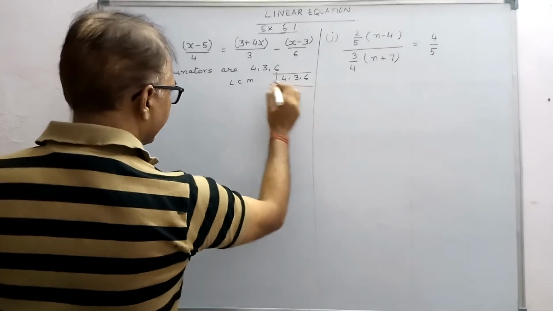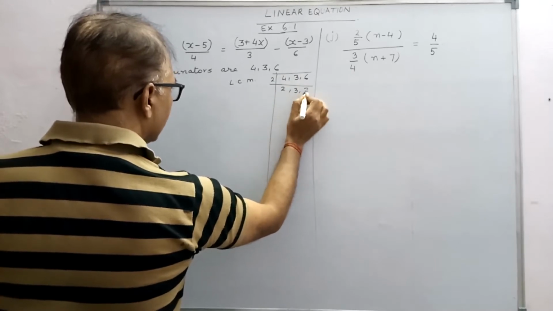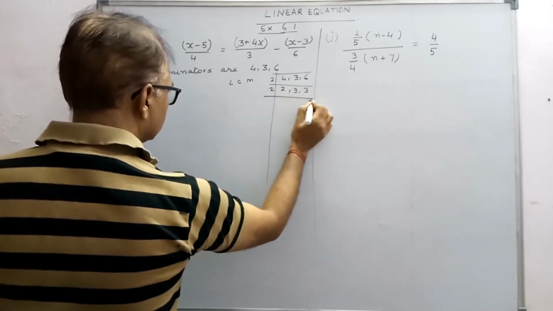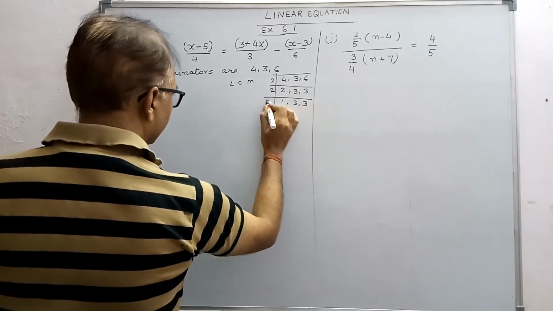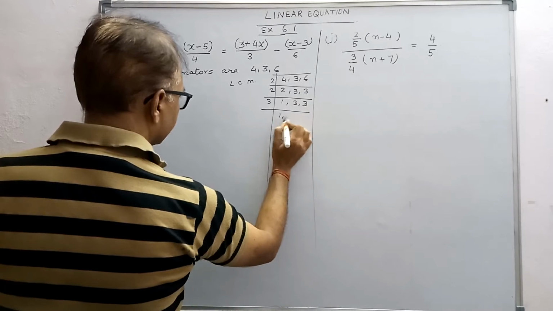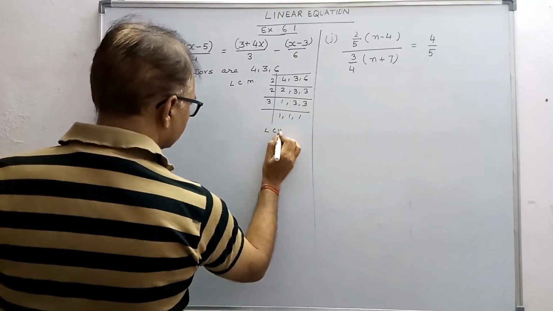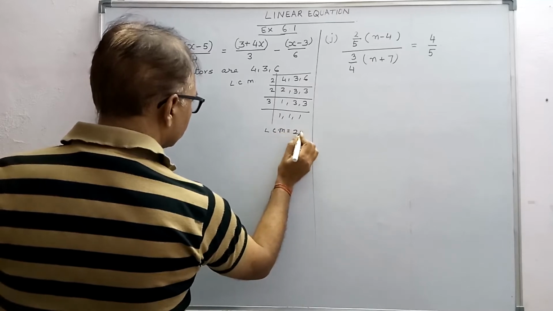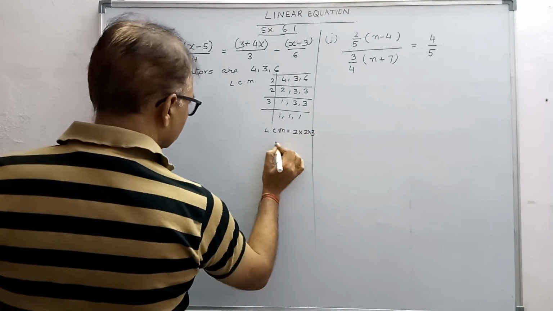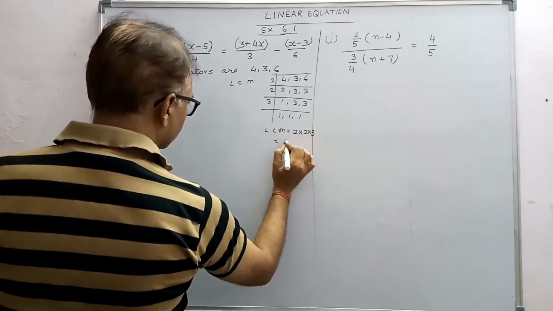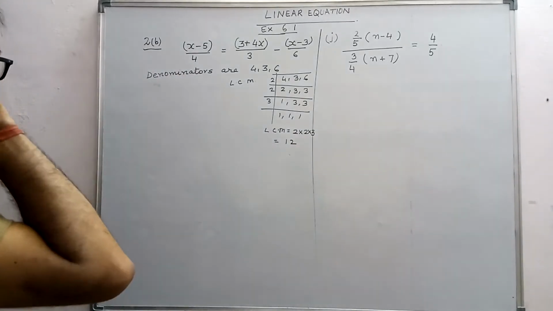You see, divided by 2, you will get here 2, 3 and then 3. Divide again by 2, you will get here 1, 3 and 3. Again divide by 3, you will get here 1, 1 and 1. So you see, LCM is equal to 2 into 2 into 3, that is equal to 4 threes are 12. So LCM is equal to 12.